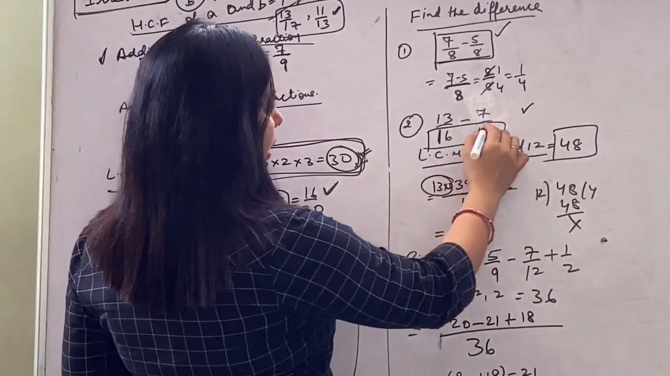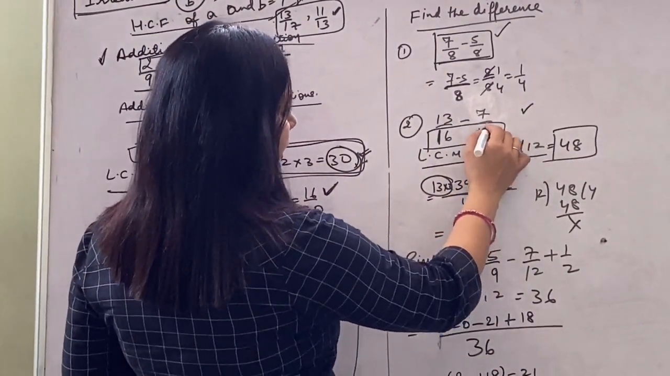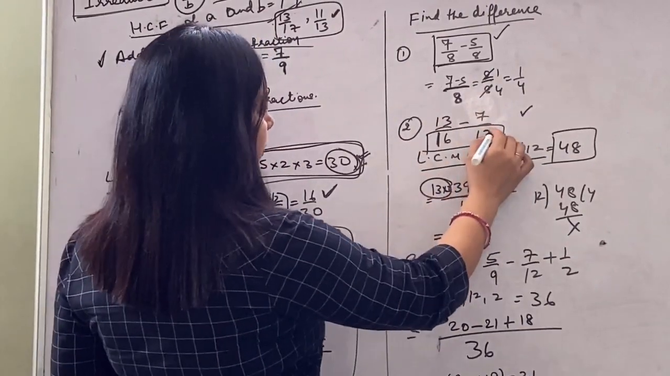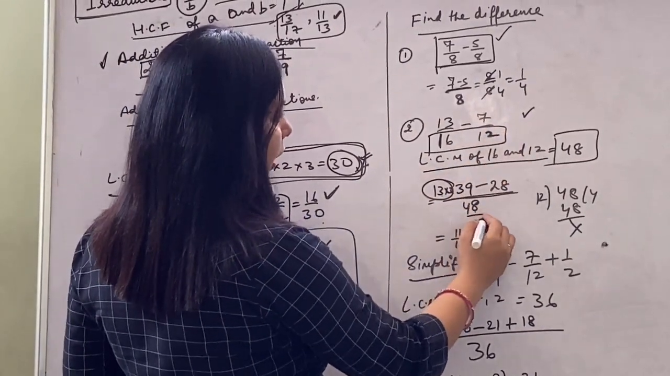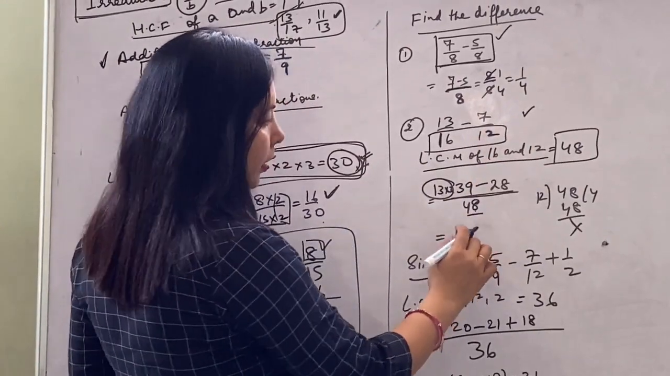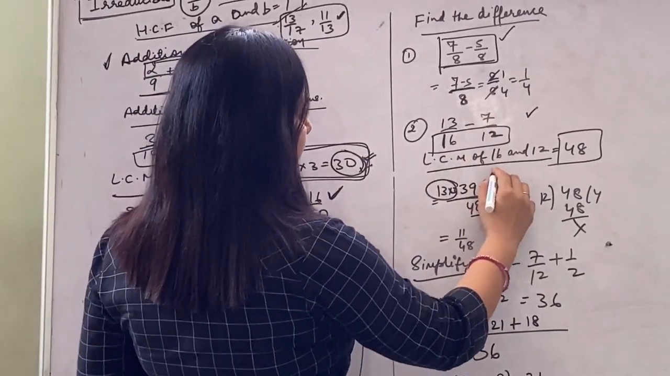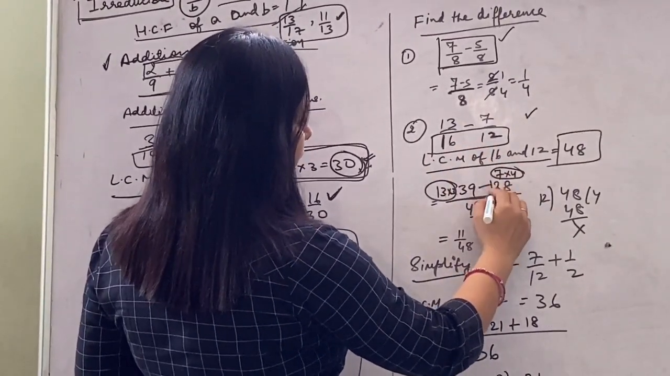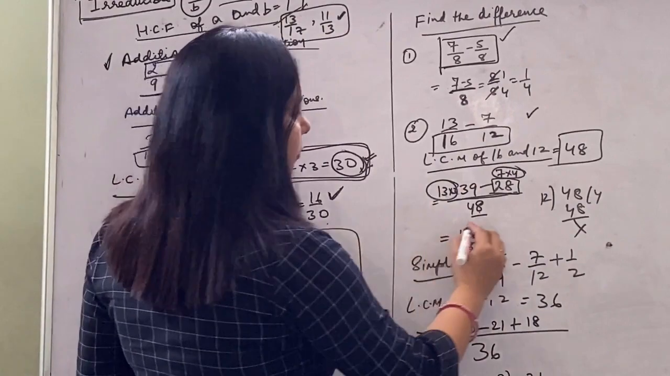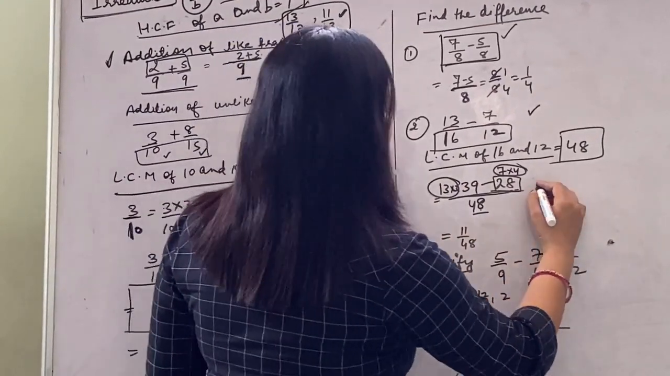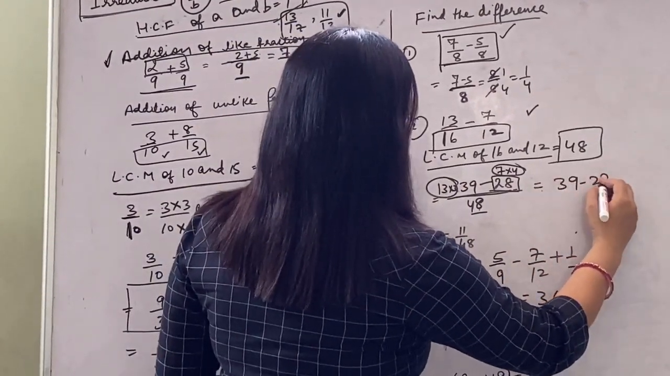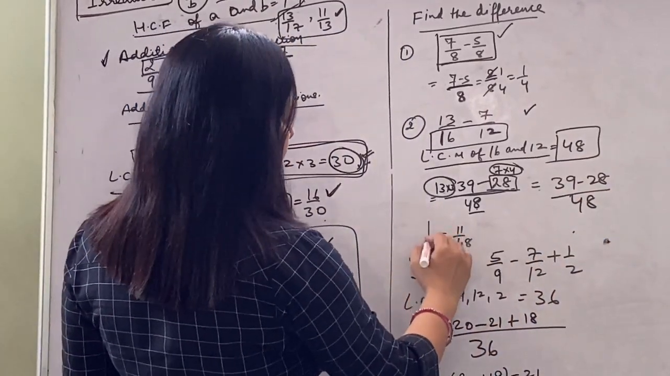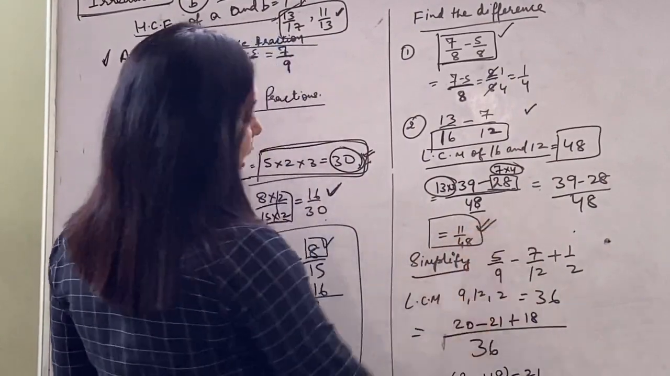Okay. Now again we are going to do the same thing. We are going to see how many times we multiply 12 to get 48. So 12 fours are 48. So we are going to multiply 7 with 4, which is the numerator of this fraction, and we will get the number 28. So what have we got here? We have got 39 minus 28 by 48. So after calculating, we'll get 11 by 48. So this is the answer.